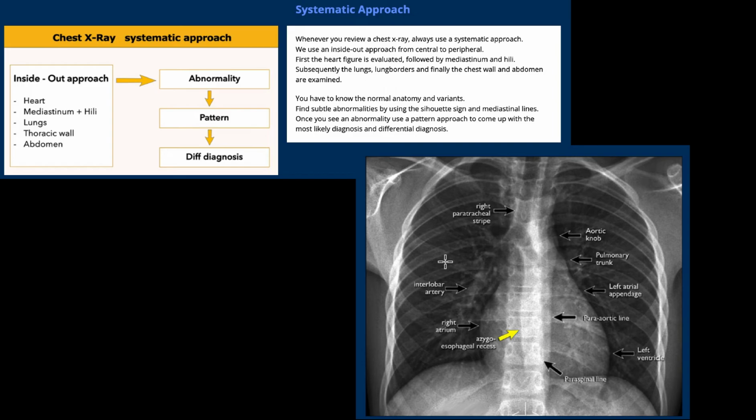It's important to know your normal anatomy and your variants. Here's your aortic knob, pulmonary trunk, left atrial appendage, periaortic line, left ventricle, paraspinal line, azygoesophageal recess, your right atrium, your interlobar artery, and then your right paratracheal stripe.